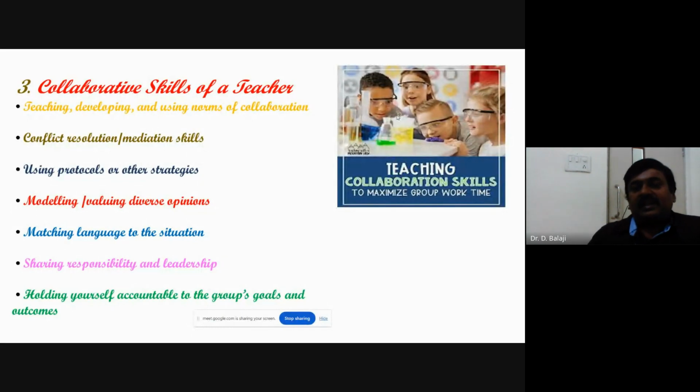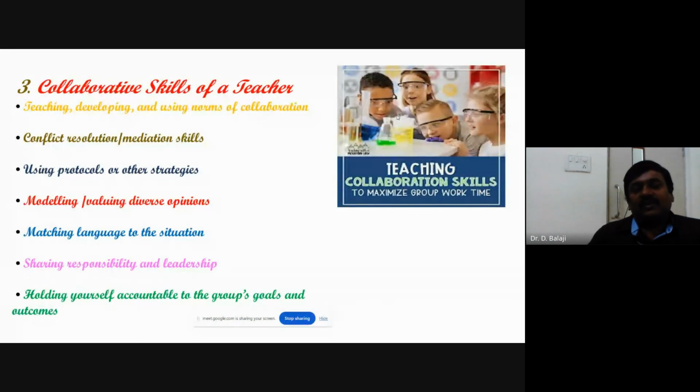So you have to take that responsibility of their parents, and being a teacher, just like a father, you should provide that caring and everything. Then the students will believe you. So, holding yourself accountable to the group goals and outcomes. Responsibility and accountability. Being accountable is greater than taking responsibility. You are accountable for the group's goals and outcomes.